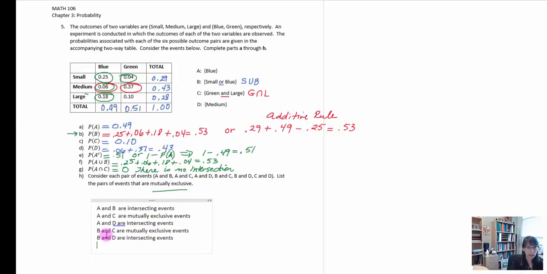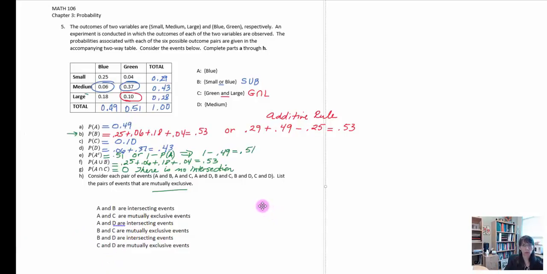And let's see, our last set to consider are C and D. So starting over, C would be our intersection of green and large right here. And event D is medium. So medium 0.06, 0.37, no intersection there. So those are mutually exclusive events.